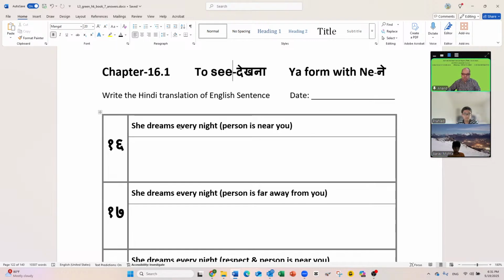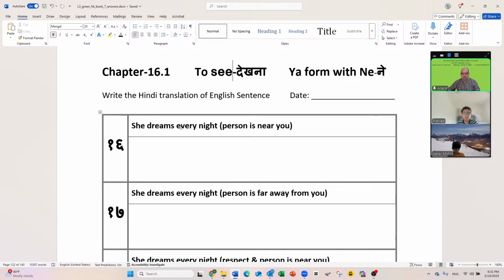Okay. Oh, so wait, you're using करता है. इसने हर रात को ड्रीम करता है. Okay. Now which form are you using? Ya form or ta form? ता form. हाँ, ta form.